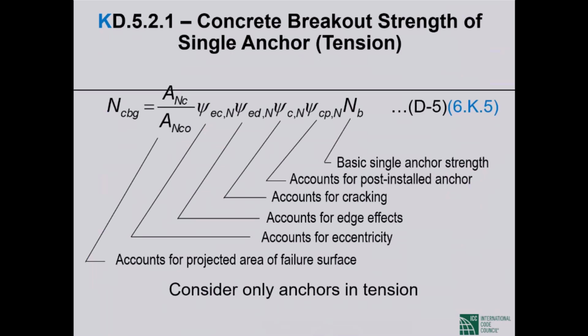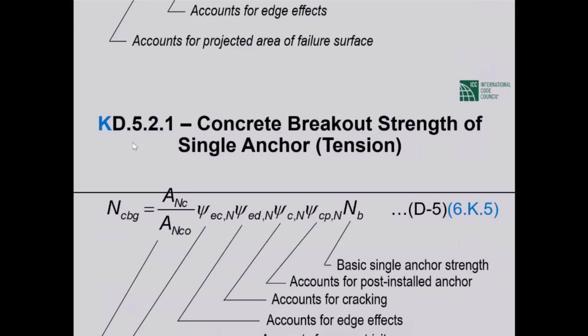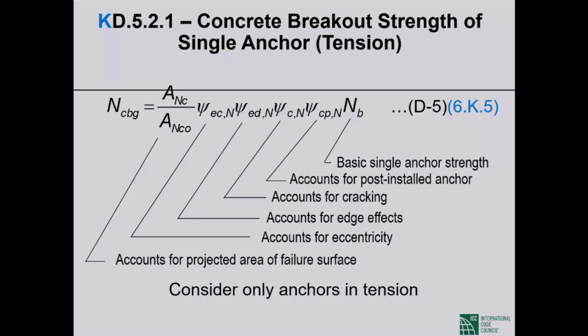The next formula is for concrete breakout strength of a group of anchors. So previous slide, we were talking about a single anchor. A sub N was for a single anchor. In this second case, it is a group of anchors. So A sub N now is the projected area of the failure surface of a group of anchors in tension, not considering spacing or edge distance.